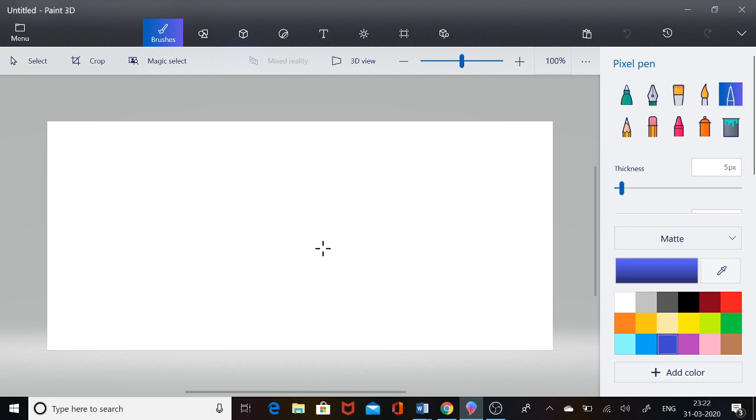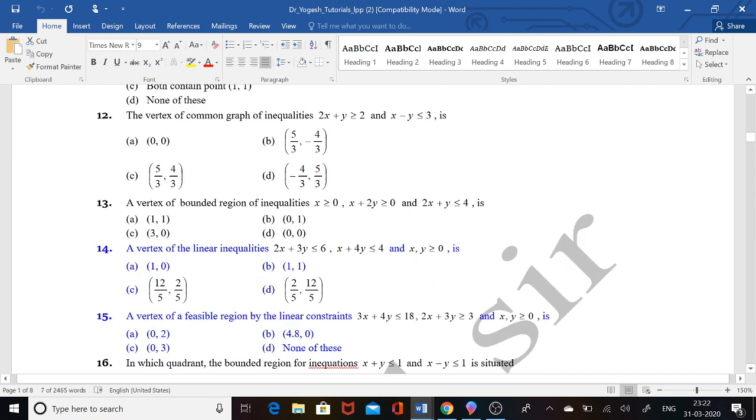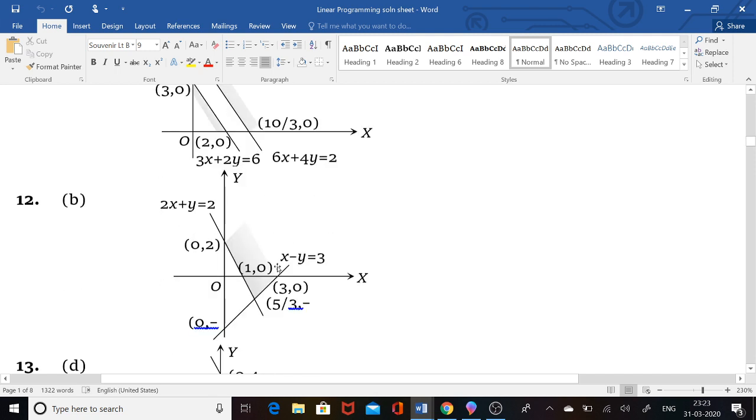12 to 15 is asking. Okay, I'm coming to the 12th one. The 12th question: the vertex of the common graph of inequality 2x plus y is greater than or equal to 2 and x minus y is less than or equal to 3. You can check this out.